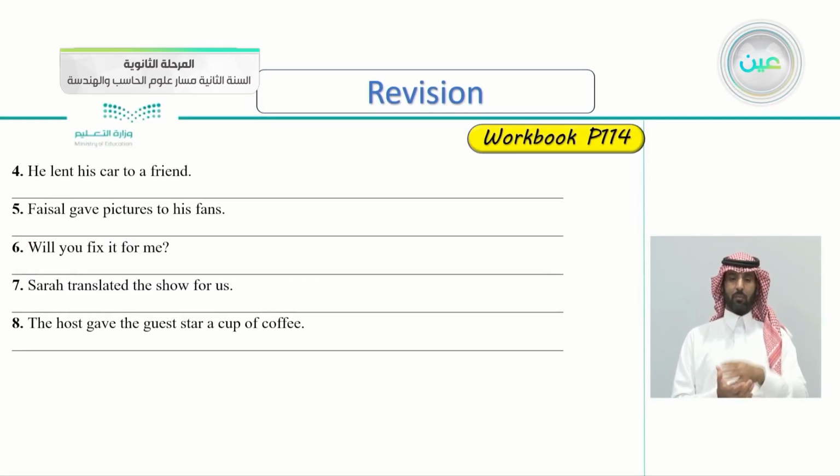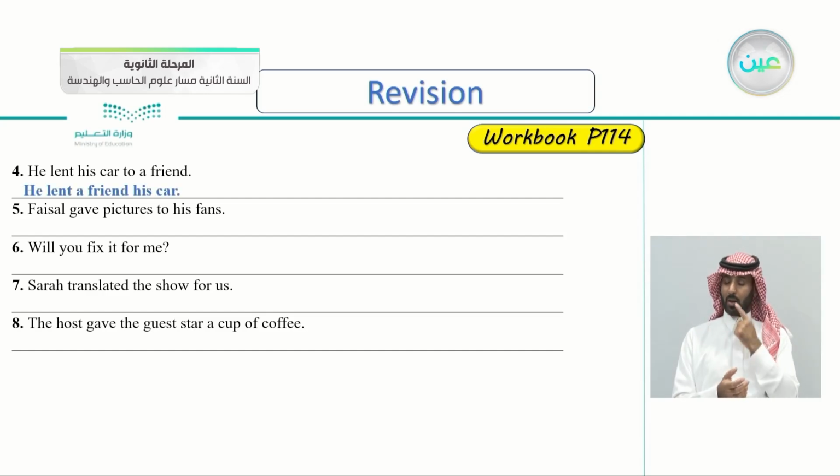Number four, he lent his car to a friend. So here we have two objects. This is very obvious. So what do we say here? Yes, he lent a friend his car.